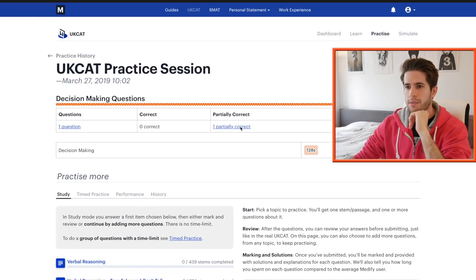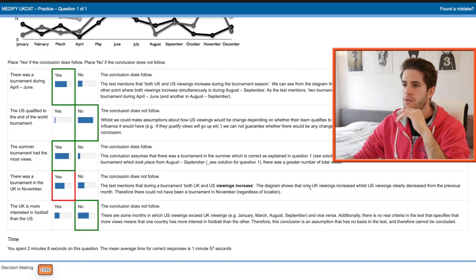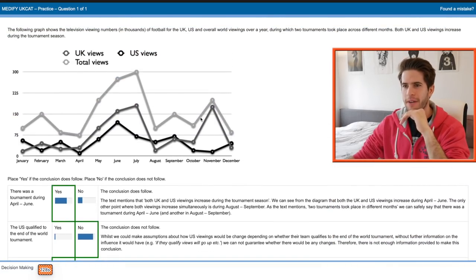So one partially correct, I'm gonna assume it's that last one. Oh no, I was right there. Okay, let's see what I got wrong. There was a tournament in the UK in November. The text mentions that during the tournament, both UK and US viewings increased. The diagram shows that only UK viewings increased while US viewings clearly decreased. Whoops, yeah. They're right, absolutely.